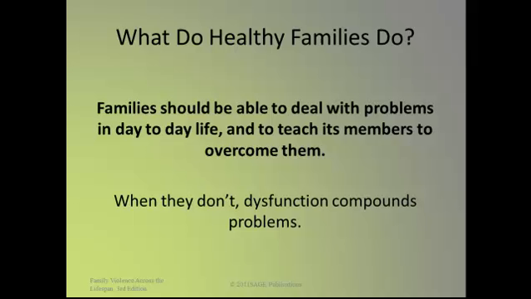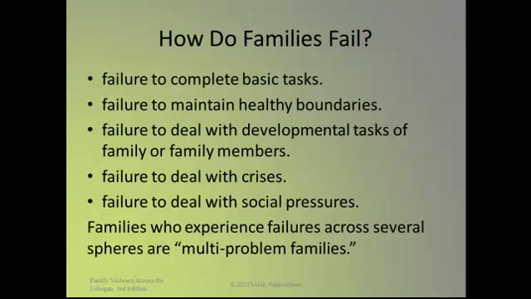Families should be able to deal with problems in day-to-day life and teach its members to overcome those problems. And when they can't do that or don't do that, the dysfunction that might exist in families tends to compound those problems. Once again, this is another point from the Cross and Tower text, Understanding Child Abuse and Neglect. And she talks about some of the things that cause family systems to fail.